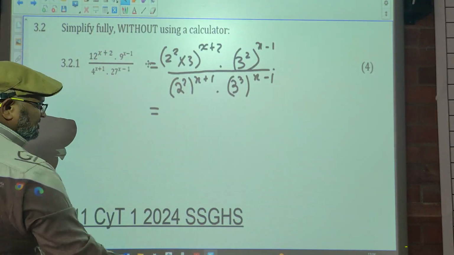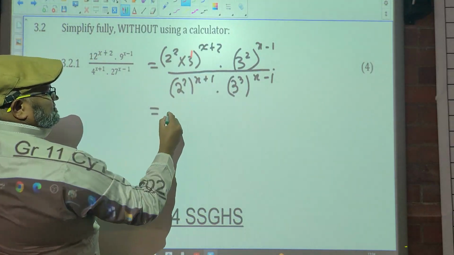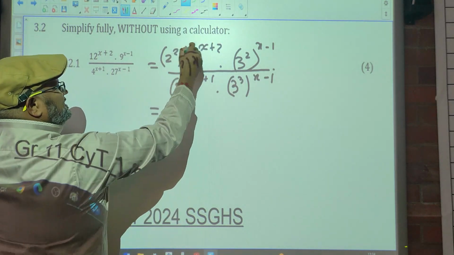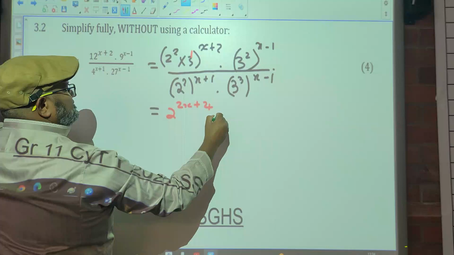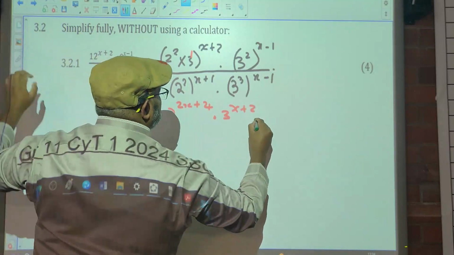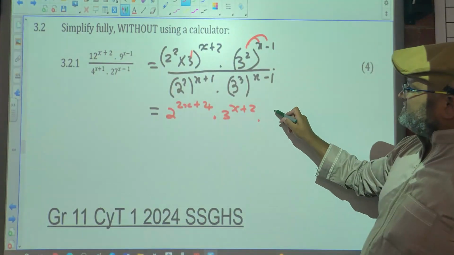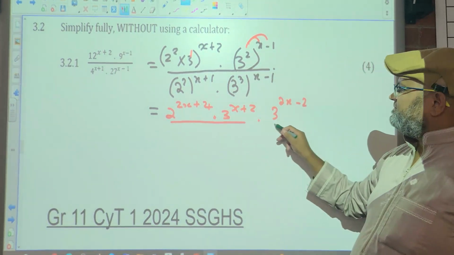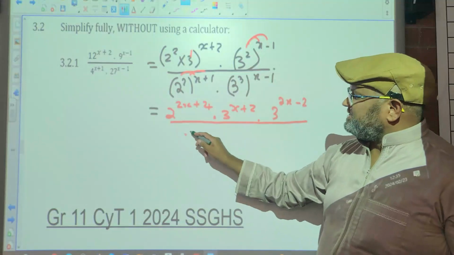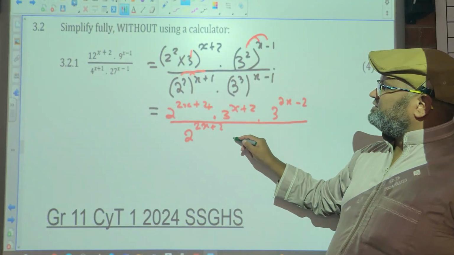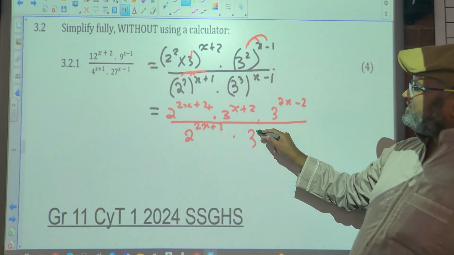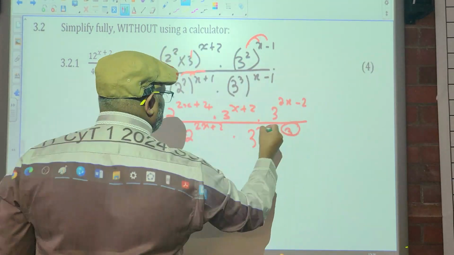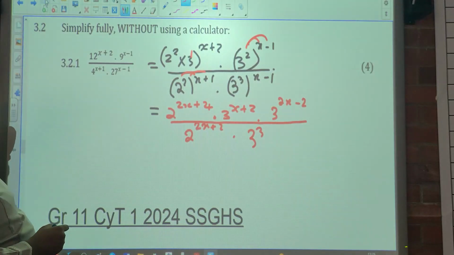So what do we do now? We multiply our exponents. So it's 2 times x is 2x, 2 times 2 is 4, times 3 to the, multiply the exponents, 2 times x is 2x minus 2, all over, multiply that in, gives me 2 to the 2x plus 2, times 3 to the 3x minus 3. More than one person wrote minus 1, so watch out for that.